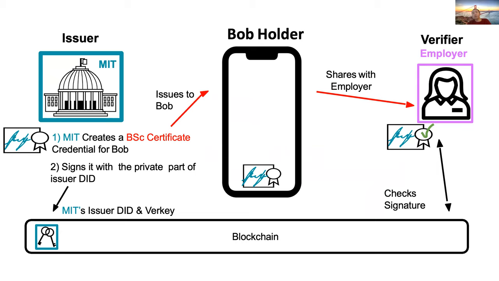When Bob gets credentials from MIT, and for example, he's searching for a job and he wants to share with his new employer to verify that he has some skills and he graduated from MIT, then he can share it with his employer, and the employer checks signatures and validates it through some blockchain, for example. And the verifier doesn't have to interact with the issuer directly, as you can see in this model, which makes it more scalable. He only needs to check signatures and validate the results, that's all, which makes this system more scalable in a sense.